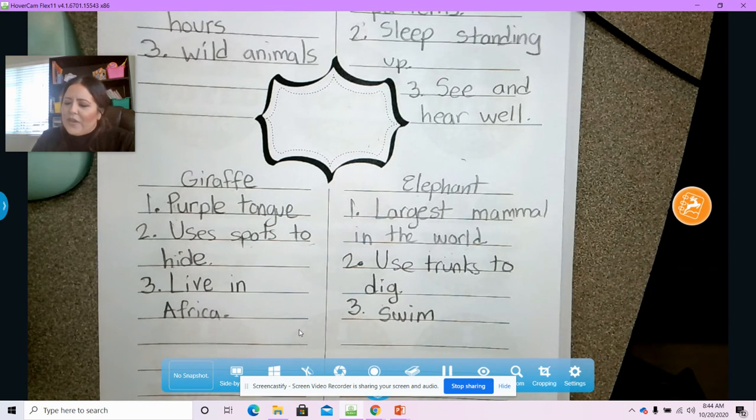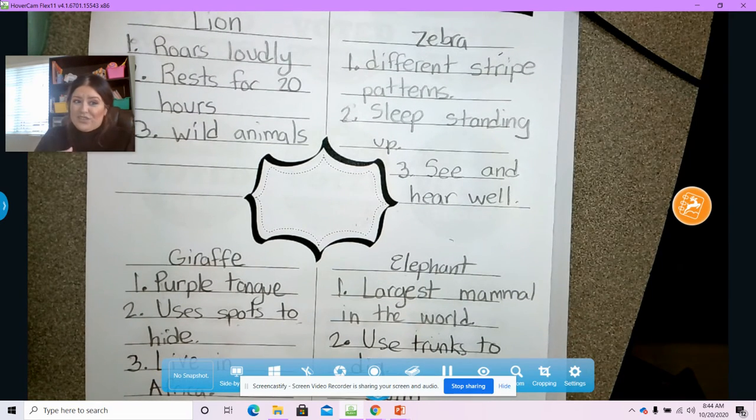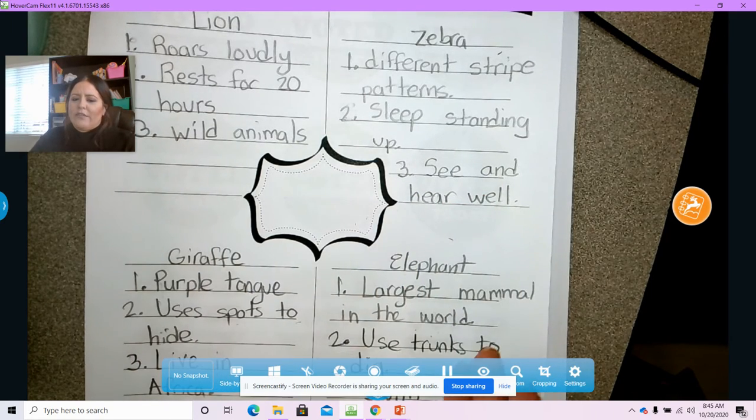Okay, now we have all this information about our animals, so we did a little bit of research. We read a little bit about each animal so we could make a better decision. So now that we know a little bit about each animal, we are going to start thinking about which animal we might want as our class mascot. Which animal do we want to represent our class? From what we've learned, which animal do you think is better to represent our class? The lion, the zebra, the giraffe, or the elephant?